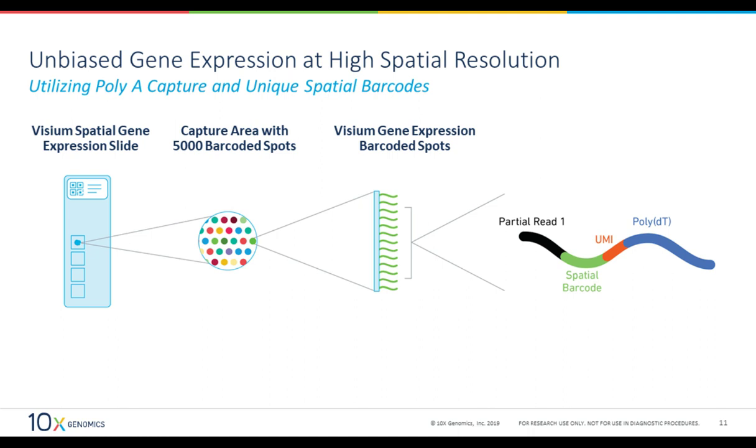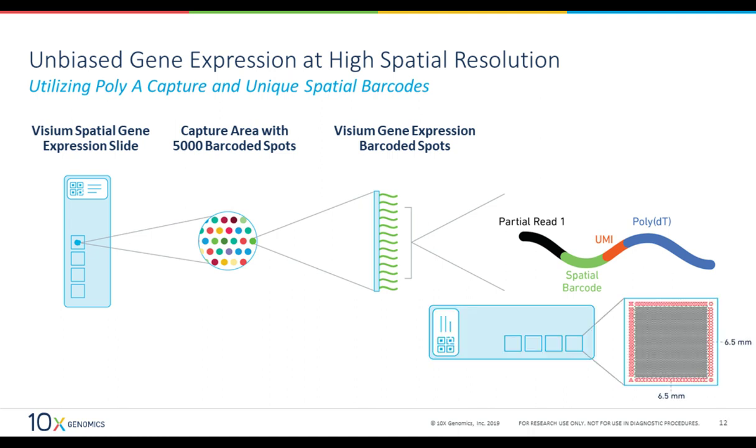So instead of in our single cell assays, which will have a cell barcode that will relate all the sequencing data to a specific cell, in this case, we have a spot barcode or spatial barcode that relates all the sequencing data to a place on the slide. A UMI, which is a unique molecular identifier again, which basically counts the number of molecules, and a poly-DT, which captures the mRNA.